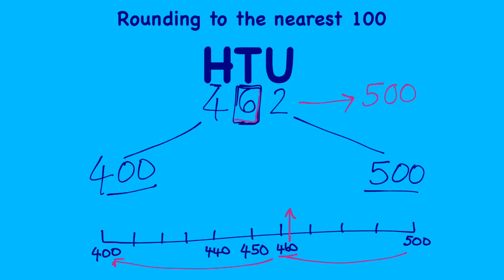And it works in the same way as when we were rounding to the nearest 10. We look at this digit here, which in this case is the tens digit, and we can see it's a 6. And we know from before that if our digit is 5, 6, 7, 8 or 9, we round up. And if our digit is 4, 3, 2, 1, we round down. Okay, let's try another question. Let's try 273.